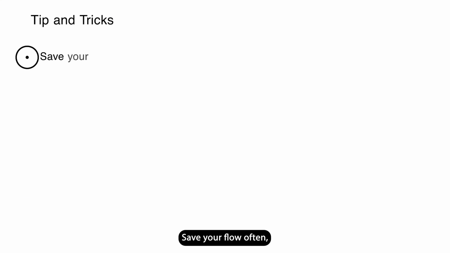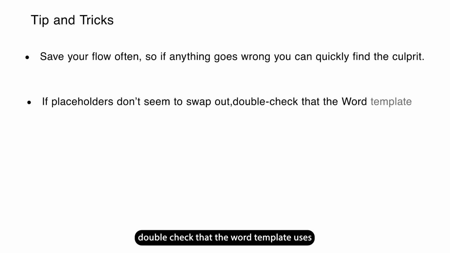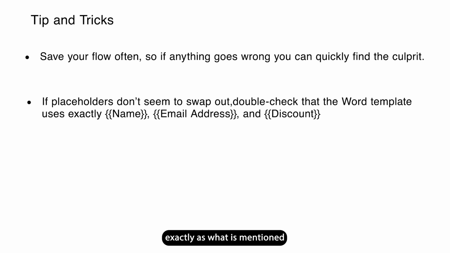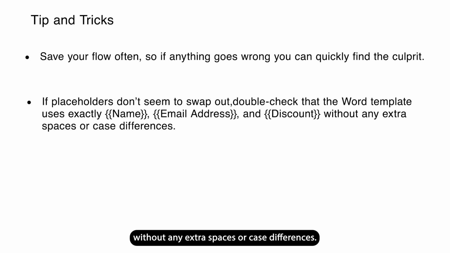If you're new, here are some useful tips. Save your flow often, so if anything goes wrong, you can quickly find the culprit. If placeholders don't seem to swap out, double check that the Word template uses exactly what is mentioned in the Excel header. For instance, name, email address and discount, without any extra spaces or case differences.